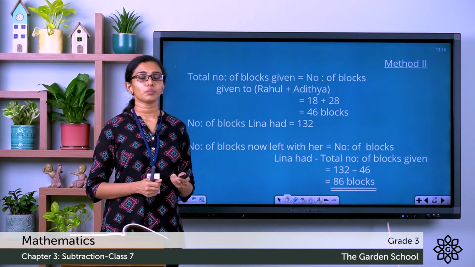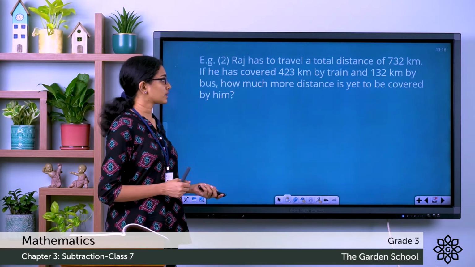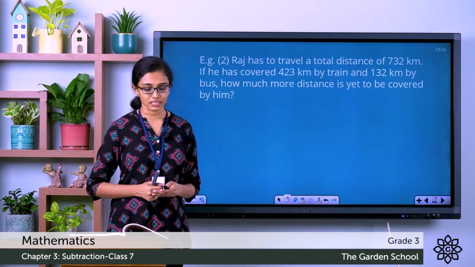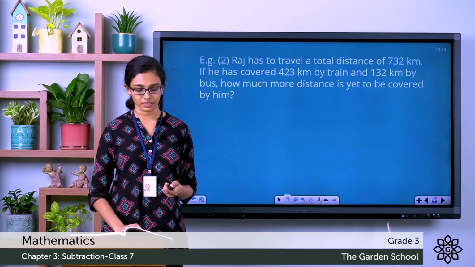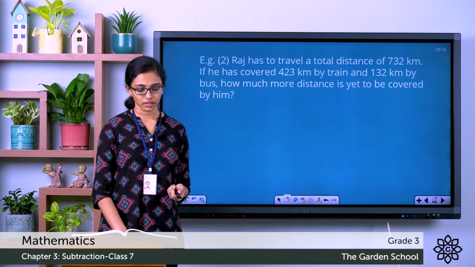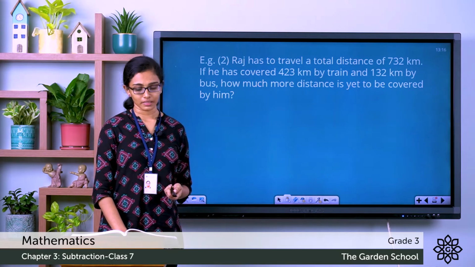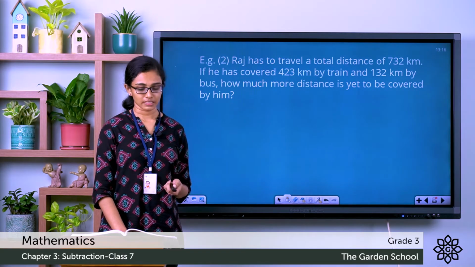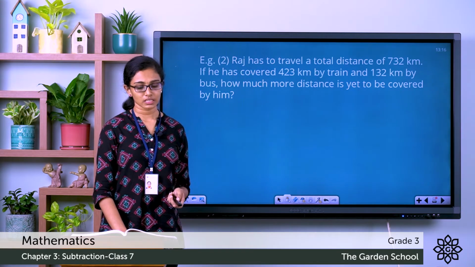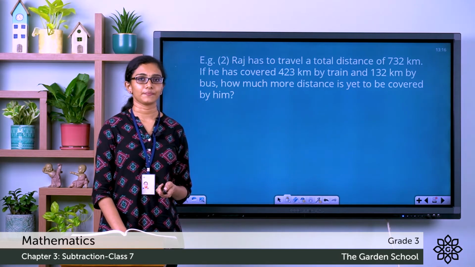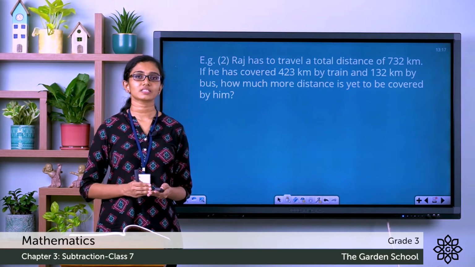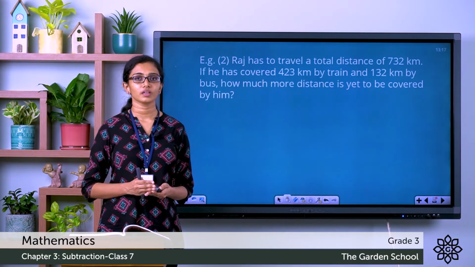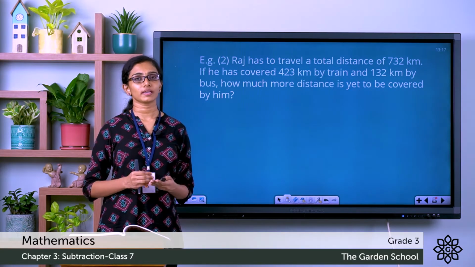Now we will see one more example. So the next question, it says Raj has to travel a total distance of 732 km. If he has covered 423 km by train and 132 km by bus, how much more distance is yet to be covered by him? So this is a question which has a pattern similar to the previous example. This can also be done in two methods.